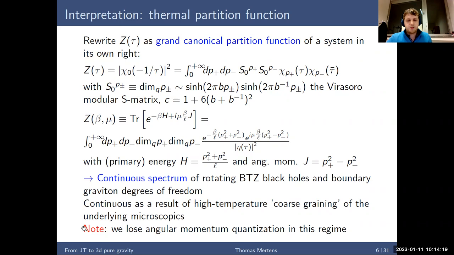And as a small comment, we also lose angular momentum quantization in this regime because the angular momentum p plus squared minus p minus squared is not necessarily quantized, because we're just integrating over these p plus and p minus quantum numbers. So this is the dynamical system we get in this high temperature regime of a generic CFT. Well, not the most generic one, but the one that satisfies these properties that I mentioned in the beginning.